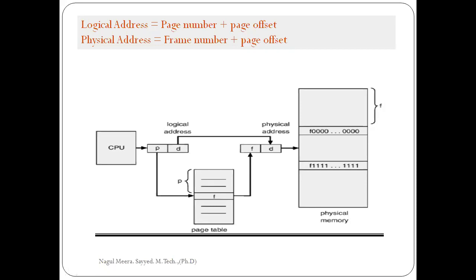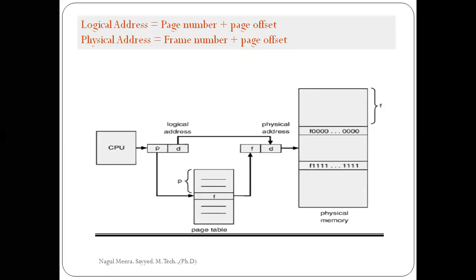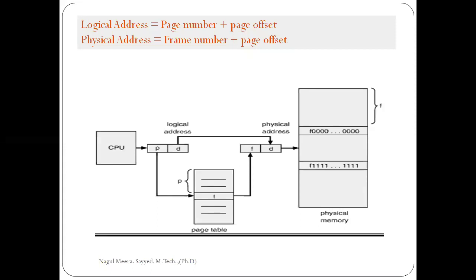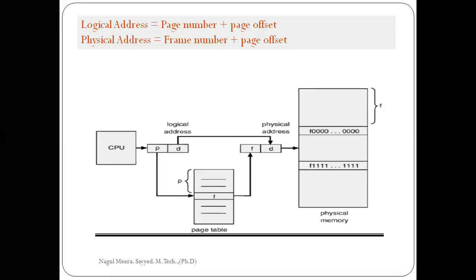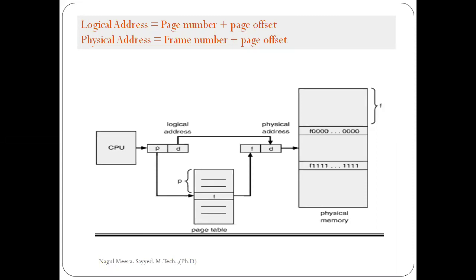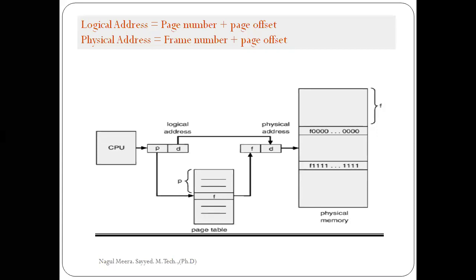Why this page table? Let us discuss. The page table consists of two things. What are those? P and F. What is the meaning of P here? P is nothing but page number. F is nothing but frame number. That means the page table maintains the page number in the logical address and the frame number in the physical address. That means the page table maintains both the CPU side and the main memory side. It maintains the frame number from main memory and the page number from the CPU, both of them, in this page table.